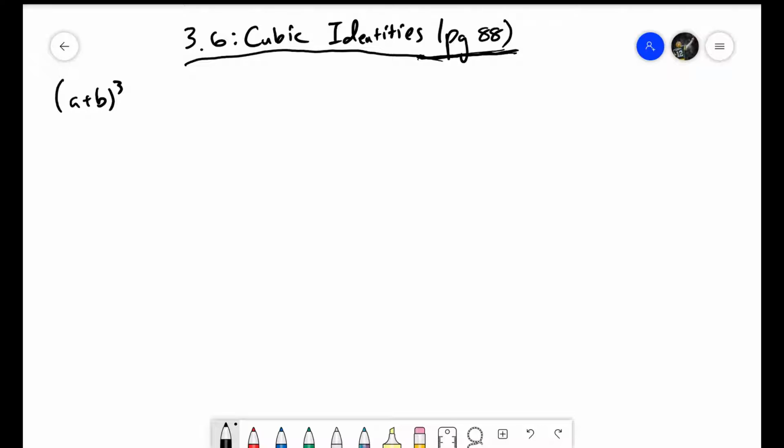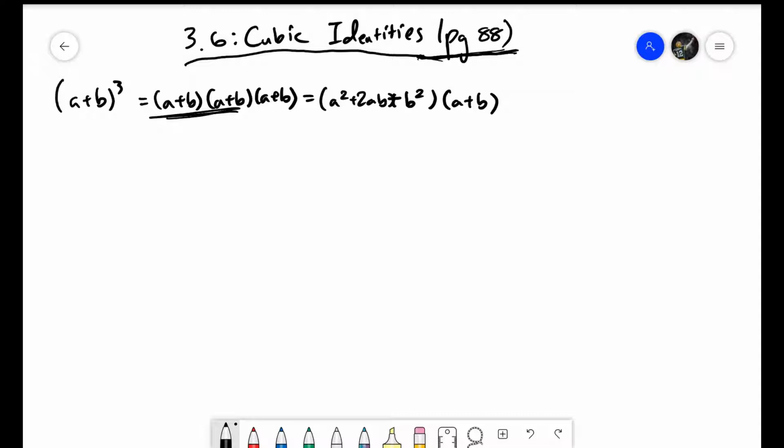So to do this, you have to first write it out as a plus b times a plus b times a plus b. Then you multiply these two a plus b's together using the identity for multiplying two binomials together. This gives a squared plus 2ab plus b squared times a plus b. Then finally you multiply these two terms together using the same method we use for multiplying two binomials together, but this time it's with a trinomial and a binomial.